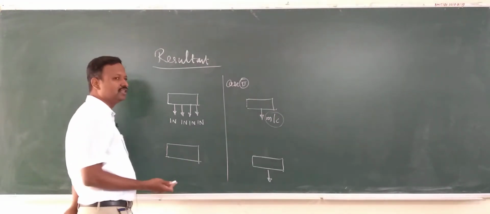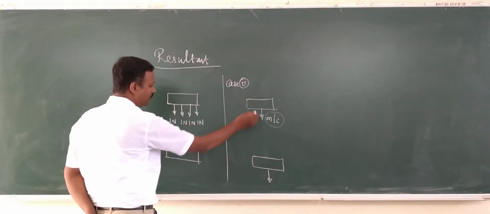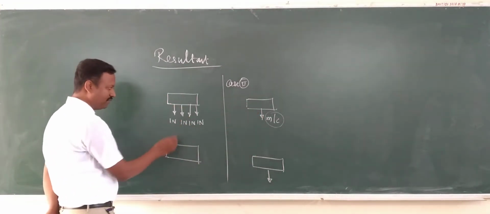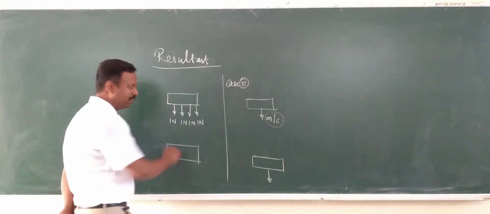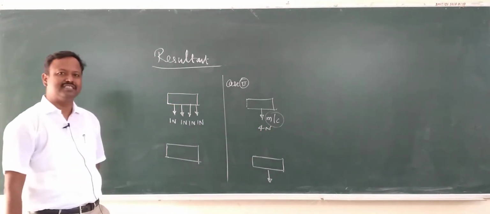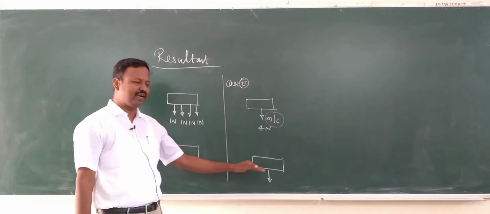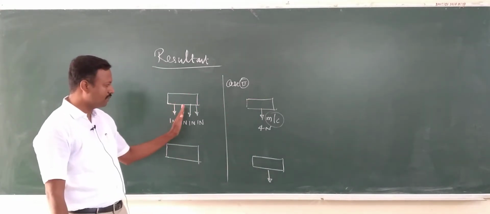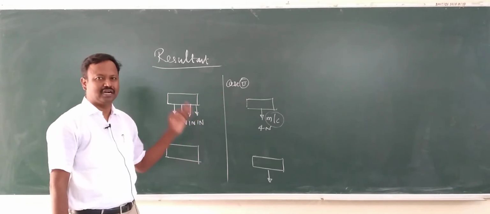Once again, the definition of resultant: it is a single force which can produce the same effect as that of a number of forces acting on this body. So ultimately this is going to be 4 Newton. So this is the concept behind the resultant.